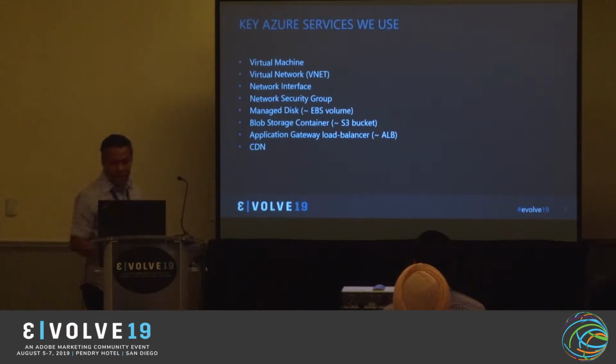What Azure calls a managed disk is basically an EBS volume in AWS parlance. And what Azure calls a blob storage container is basically an S3 bucket. And what everybody knows as an ELB or an ALB in AWS is called an application gateway in Azure.